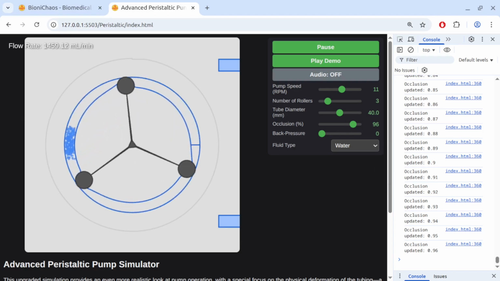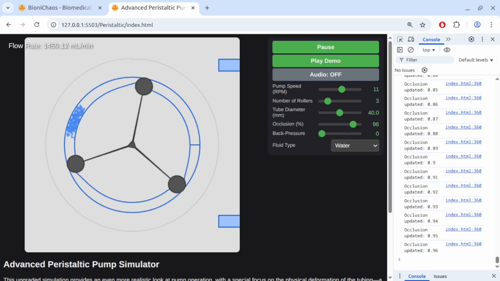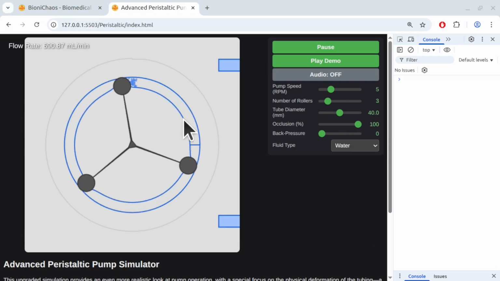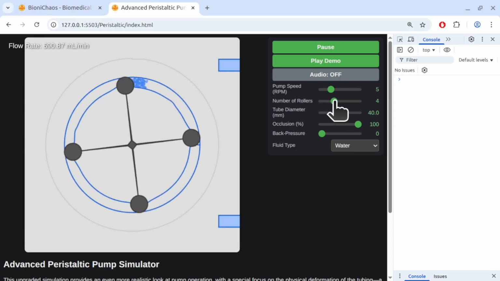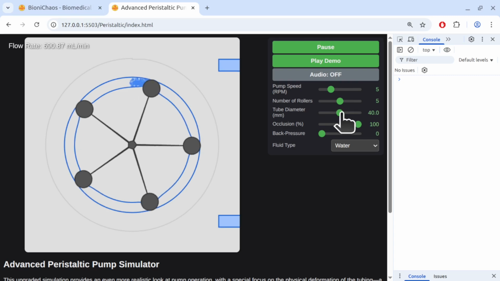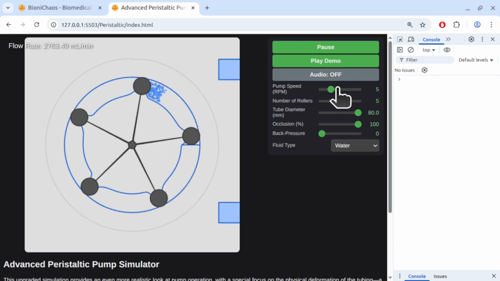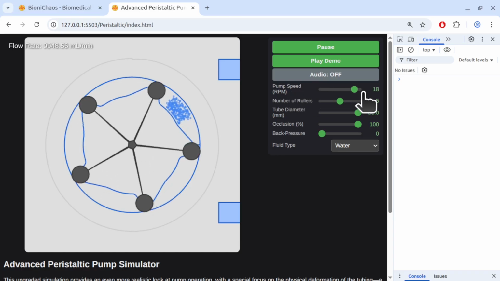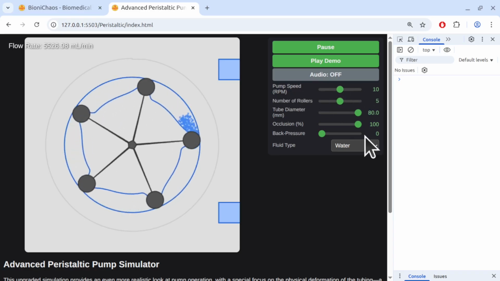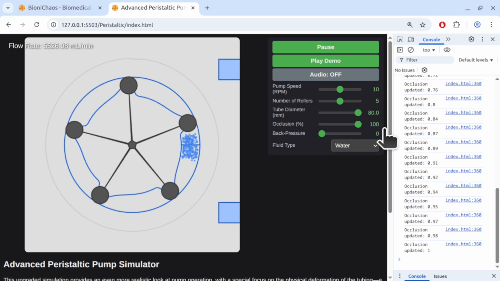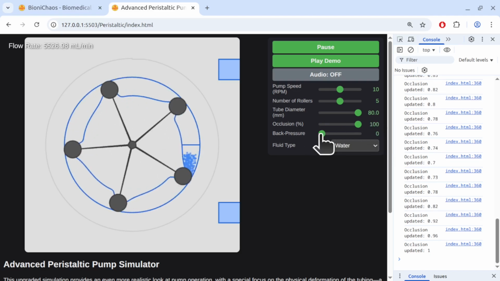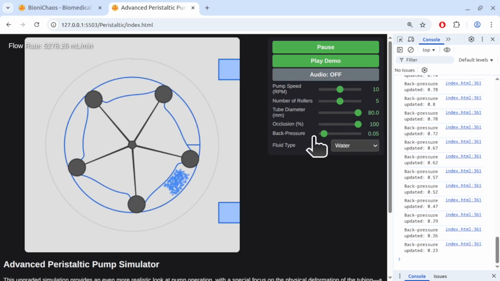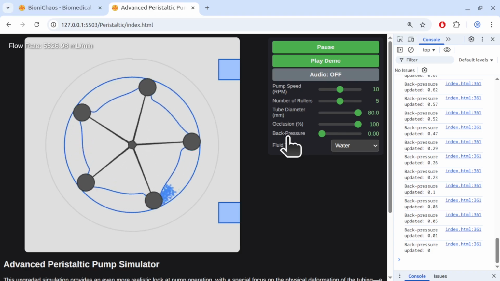So how does it actually work mechanically? Mechanically, the rollers are positioned at intervals around a central rotor. As the rotor turns, each roller in sequence compresses the flexible tube against the pump's housing. This action creates a sealed segment of tubing, pushing the fluid forward. Once a roller passes, the tube springs back to its original shape, drawing in more fluid for the next roller to move.